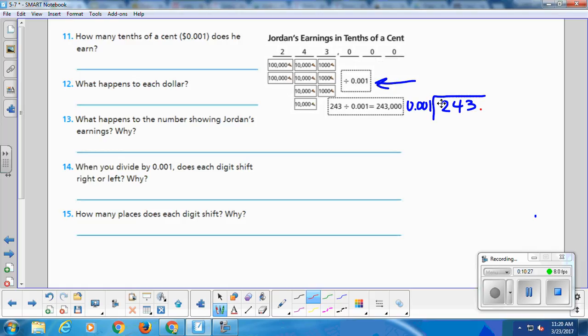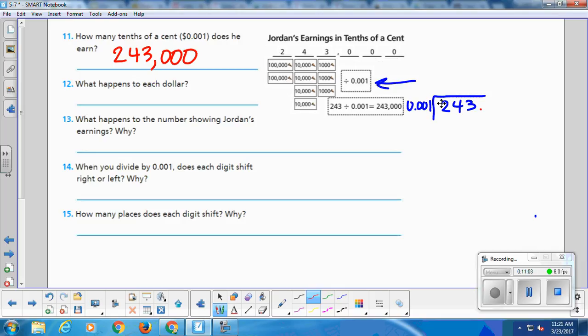So how many tenths of a cent does he earn? 243,000 tenths of a cent. There's not really a thousandth penny, is there? It's like if you were to cut a penny into tens, and it's a 1/10 of a penny. So it's like a really teeny tiny piece. It's a pizza penny. Okay?